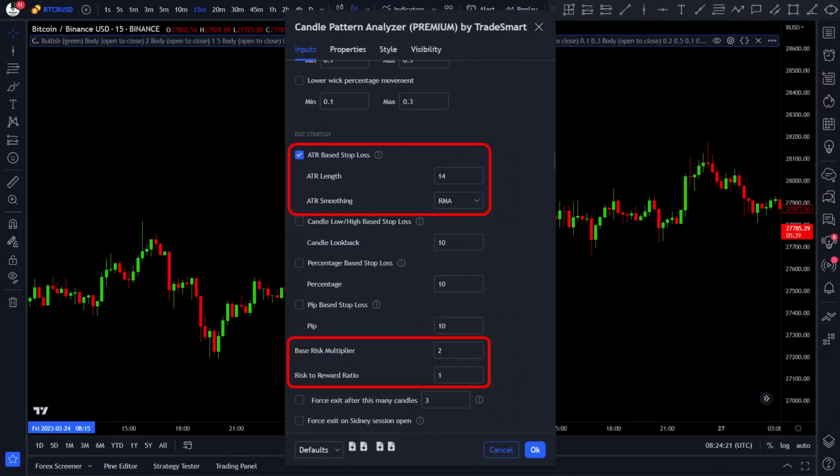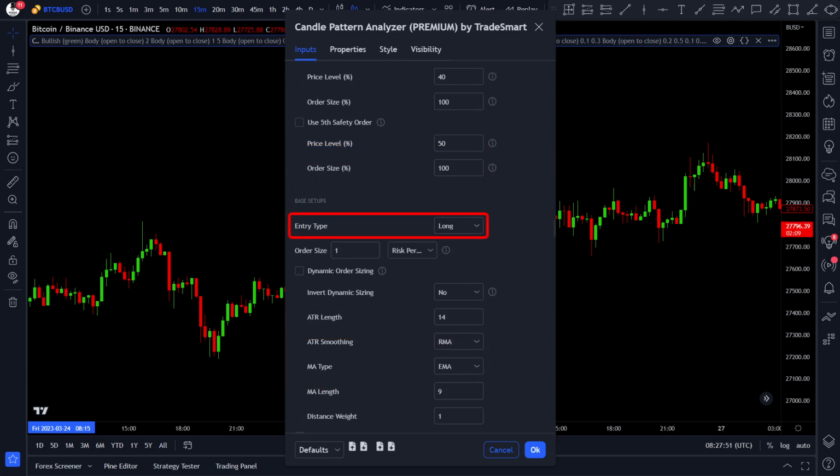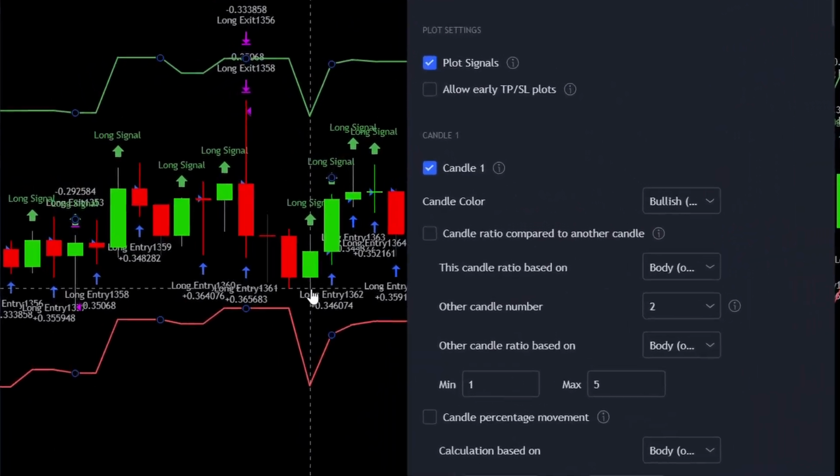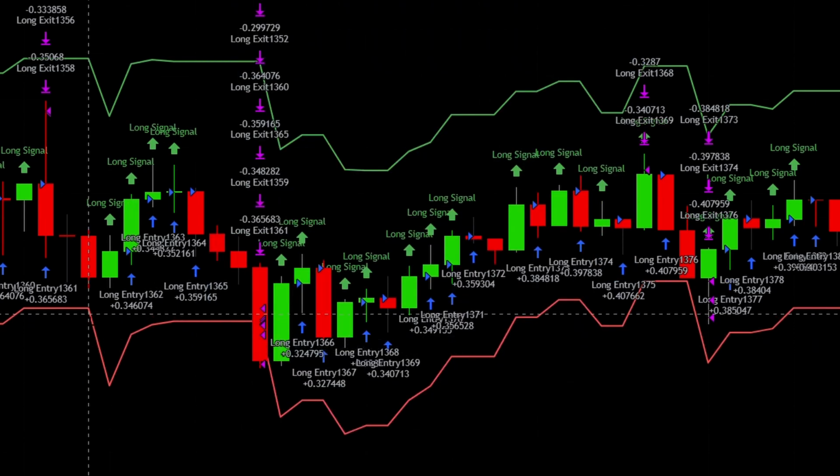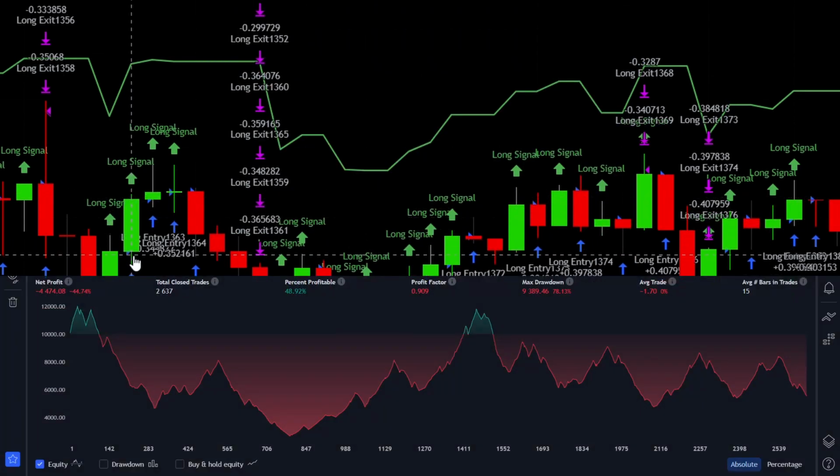I set a basic 2x ATR stop loss and a 1:1 risk-to-reward ratio take profit level. I also set the strategy to only allow long positions. Now let's say I want to enter into a long position on every green candle. To do that, click on the color box and choose bullish or green, and you are all set. If you take a look at the chart, you can see that the strategy enters into a long after each green candle.